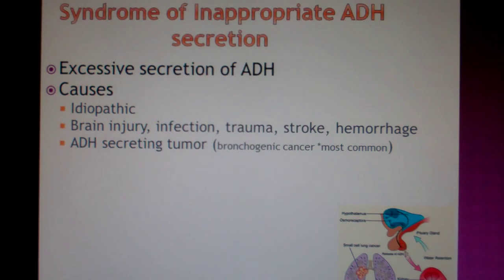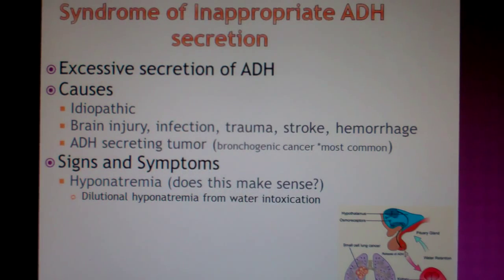The ADH secreting tumor is so odd because, as you already know, ADH has nothing to do with the lungs, but bronchogenic lung cancer will actually produce ADH. Let's work through the signs and symptoms of SIADH. Too much ADH equals too much water in our body.